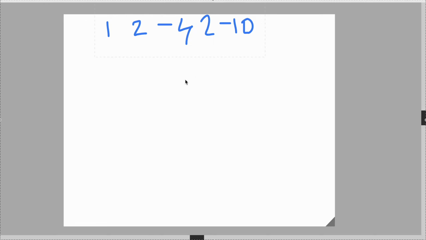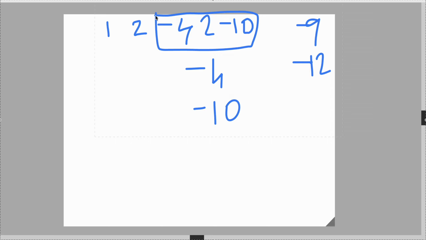And what if we say what is the minimum subarray sum? In that case, let's take the whole sum for the moment. 1 plus 2, 3, 3 minus 4, minus 1, minus 1 plus 2 is 1, plus 9, minus 9. So the total sum is minus 9. And minus 4 plus 2 is minus 2, minus 10 is minus 12. And we have the other negative numbers as minus 4 and minus 10. So out of all these, minus 12 is the minimum subarray sum, which is this subarray having the minimum subarray sum.